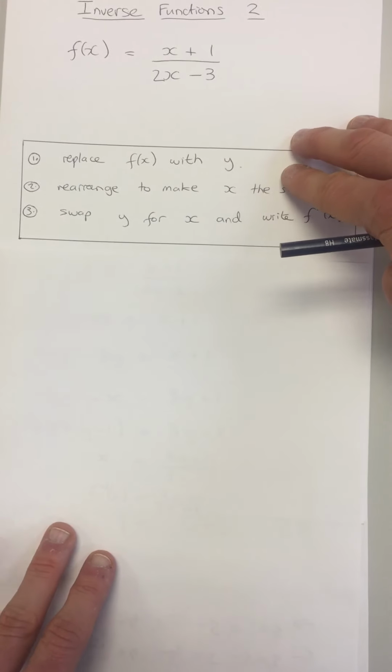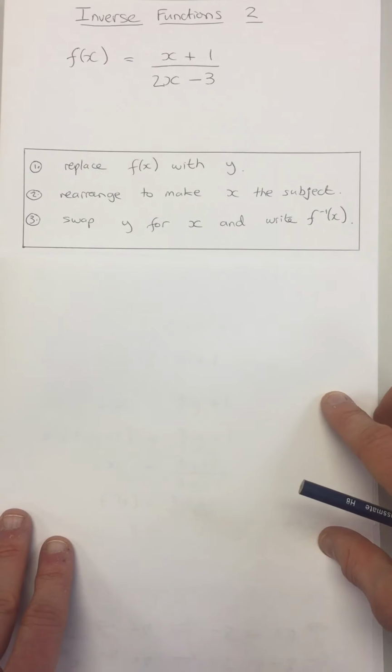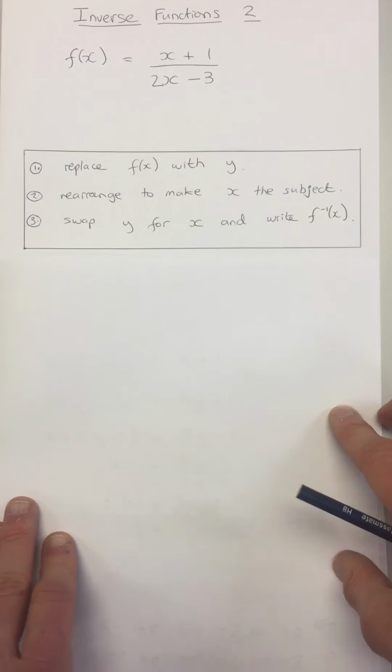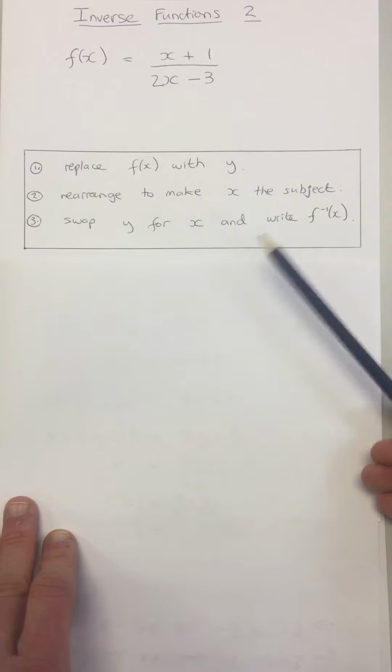And by the way, this process would work for the simple ones that we did in the last video as well. But it's a long process and it's not always necessary. In this case it is, because the x appears twice. So this is the process.